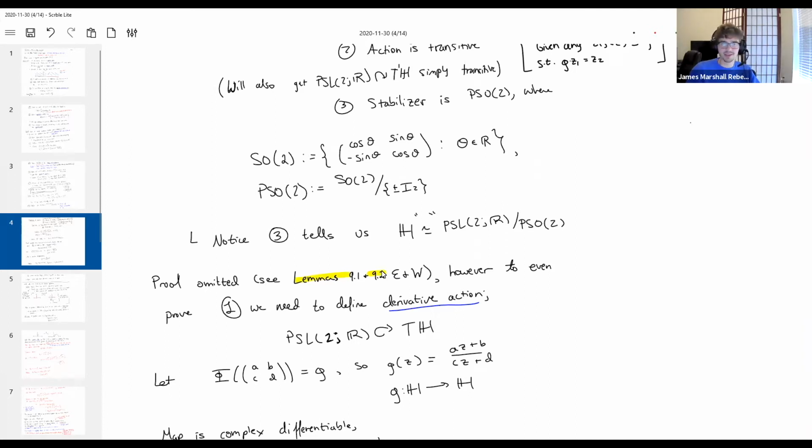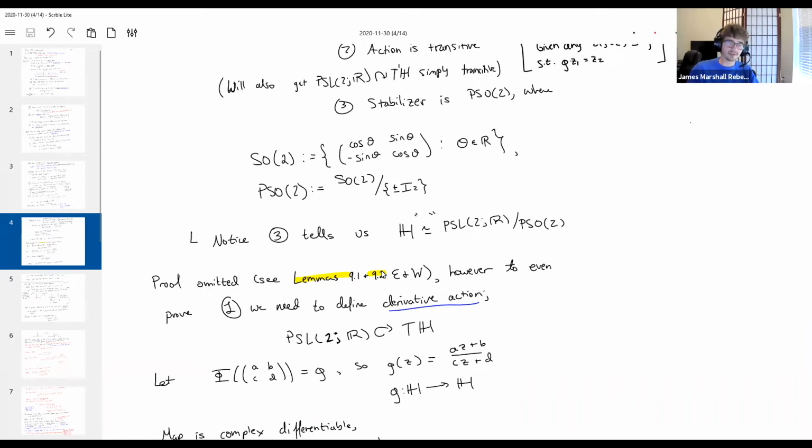And then, yeah, I mentioned this action of PSL2R on the unit tangent bundle, and how do you even define that action? So this action is going to be through something called the derivative action. And the way this works is that we have this map, we take the matrix and we send it to the function by this identification I talked about earlier. This gives you a function g of z equal to (az plus b) over (cz plus d), going from the hyperbolic plane to the hyperbolic plane.